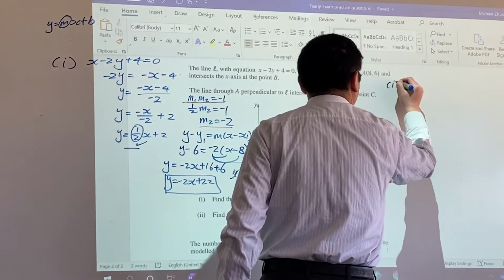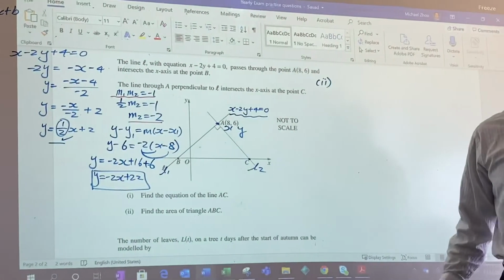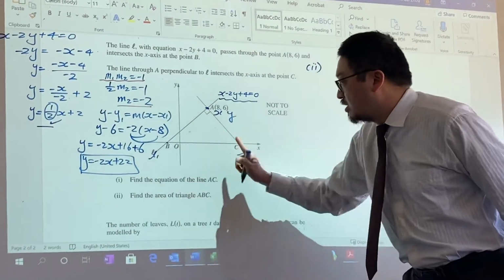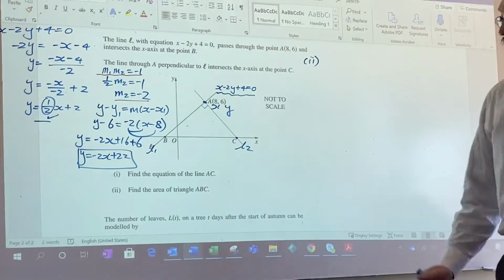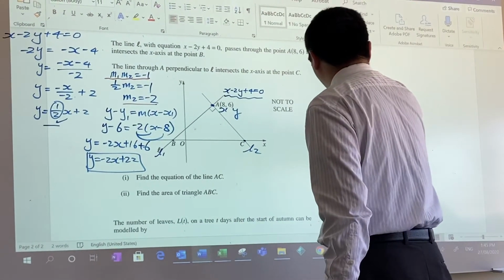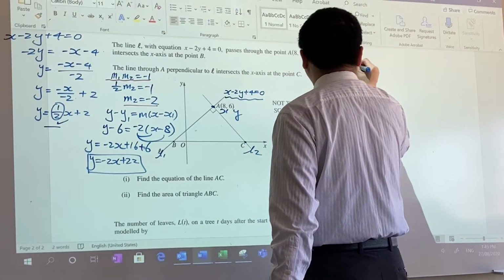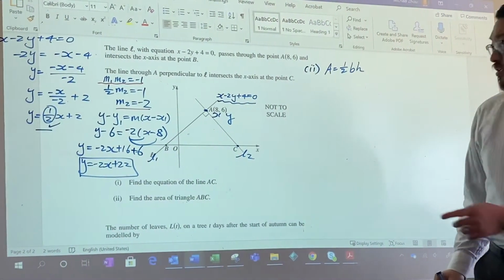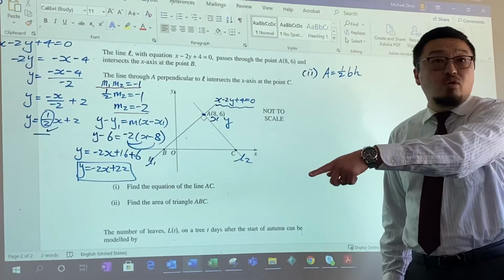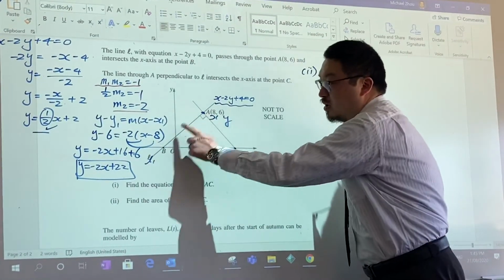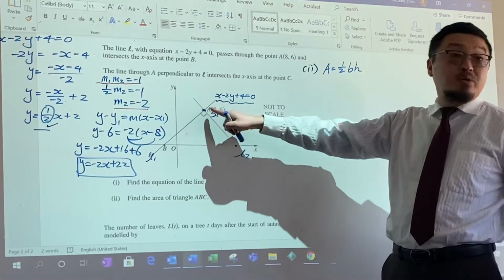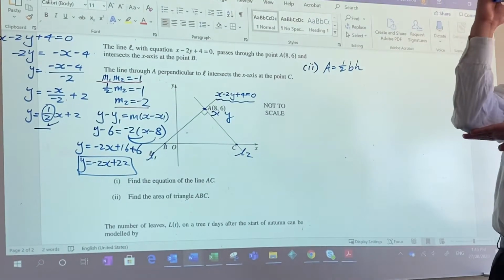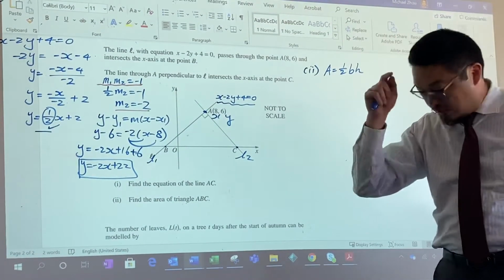How do I find the area? This is also something you need to know for next week. How do I find the area of triangle ABC? Normally it's half times base times height, yeah? Base and height are quite clear already here. They're already at a 90 degree relationship, right? So it doesn't matter which one you call base and height, as long as they're 90 degrees. You understand? Let's have a look.